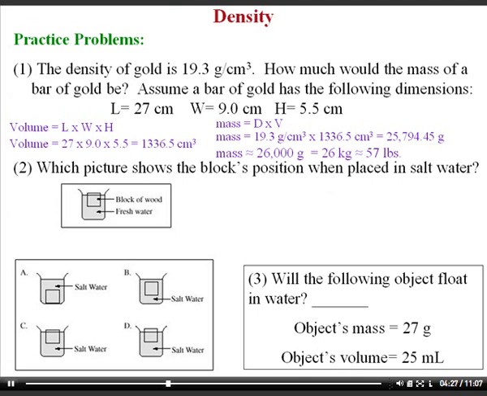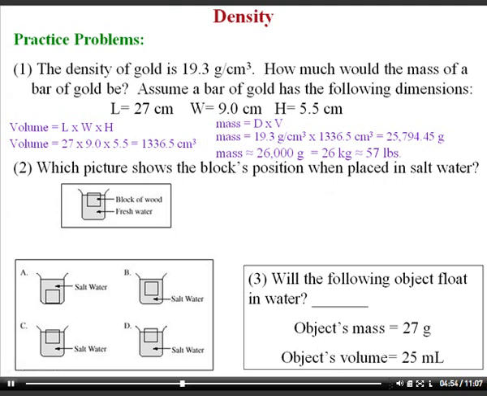In the second example, it relates to something we did on the computer activity. And it's showing a picture that has a block of wood in fresh water. Now you can see that the block of wood is obviously floating in the fresh water because the block of wood is less dense than the water. And now we want to know what will happen if you put this same block of wood in salt water.